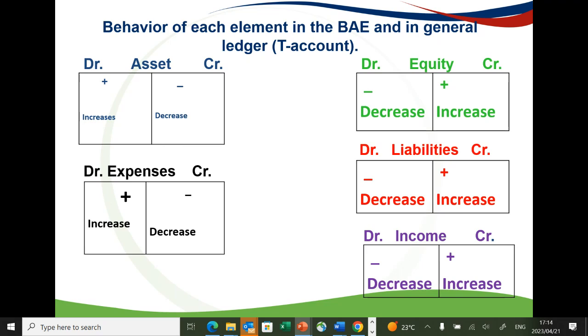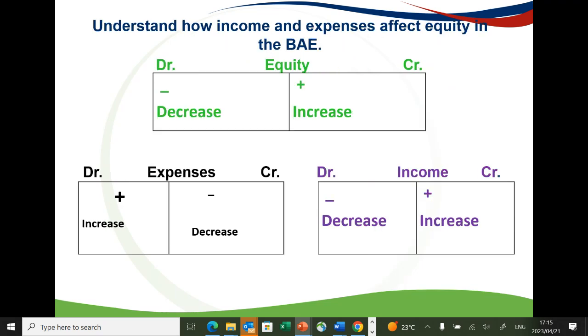Simple as that. Then on this slide, we are just saying that transactions that affect your expenses and income directly affect your equity.